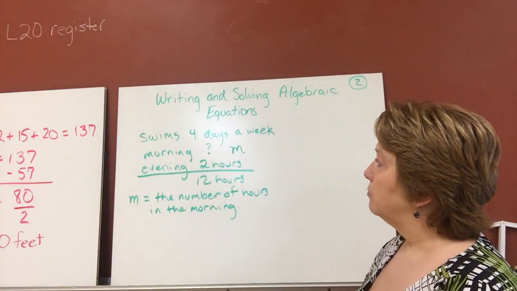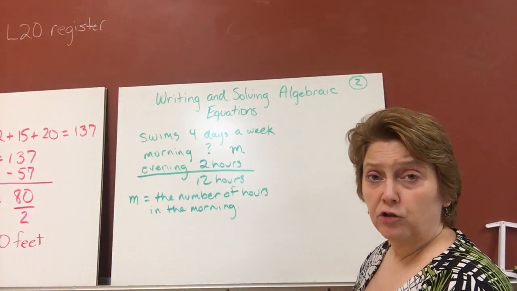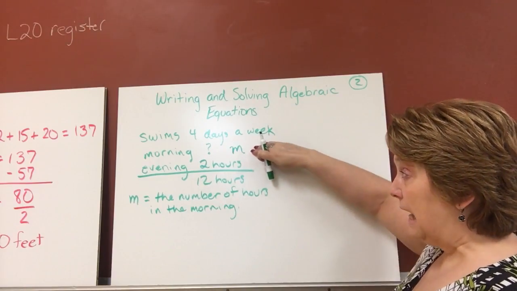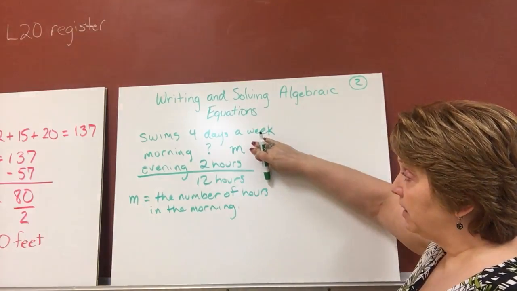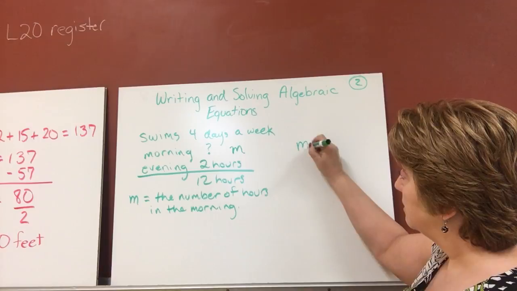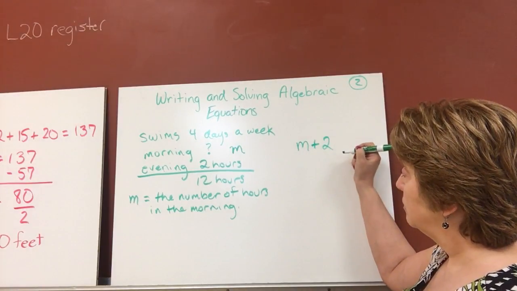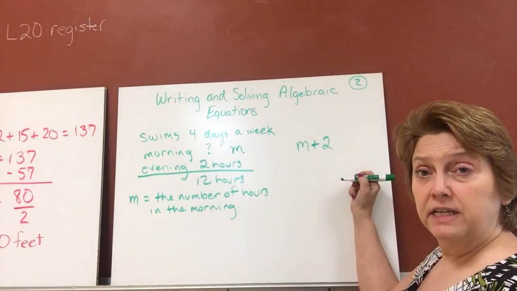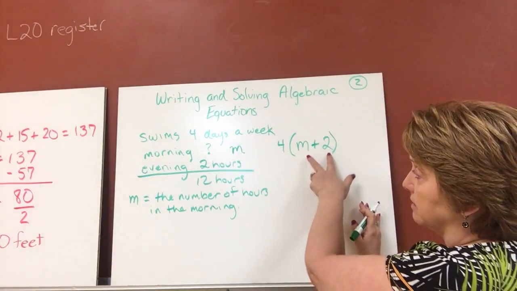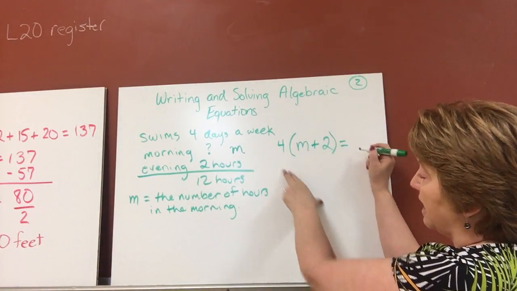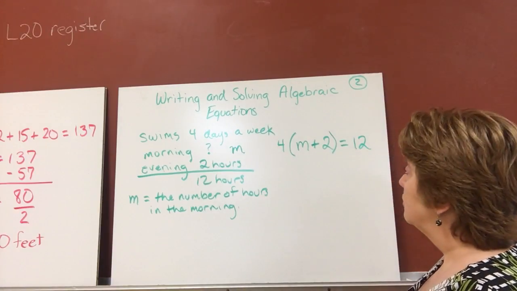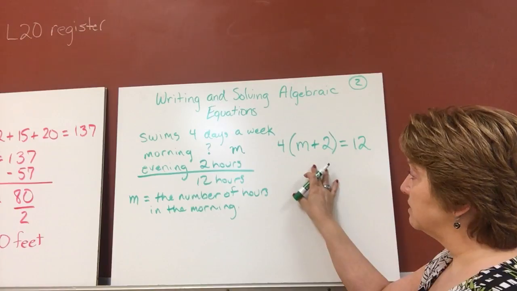Okay, so we know that her schedule is the same every day. So if she swims 4 days a week, she does how many each day? Well, that would be m plus 2. We would do the morning hours plus the evening hours. So m plus 2. And then we need to represent that 4 days a week. So we're going to multiply that by 4, the whole thing. So we're going to take the sum and multiply it by 4. And then how many hours total is that going to be? That's going to equal 12 hours. Okay? So this is our equation. Now we're going to go and solve it.